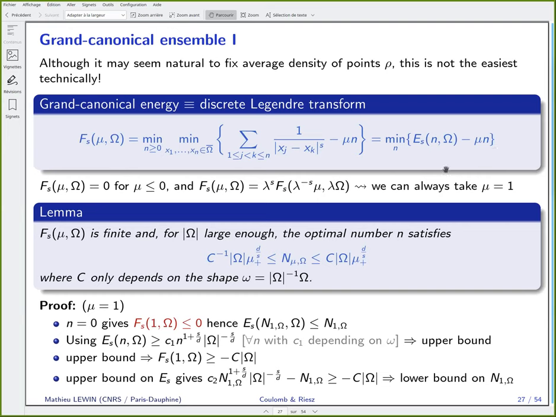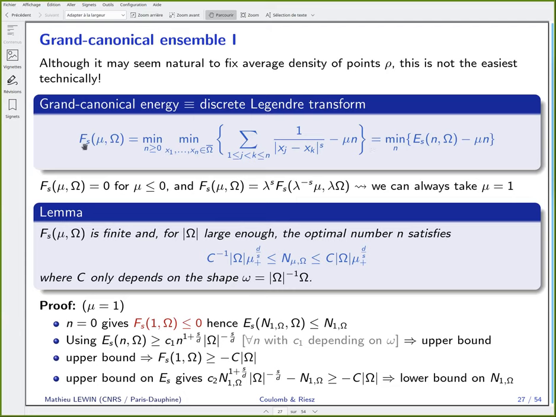And when mu is positive, the idea is that now there is a competition between the first term, which is going to behave like a constant times n, as I have explained to you, and the second term, which is negative, which is mu times n. And then there will be some kind of equilibrium between the two. And n will not be zero anymore. And actually, n will want to be of the order of the volume. That's the idea.